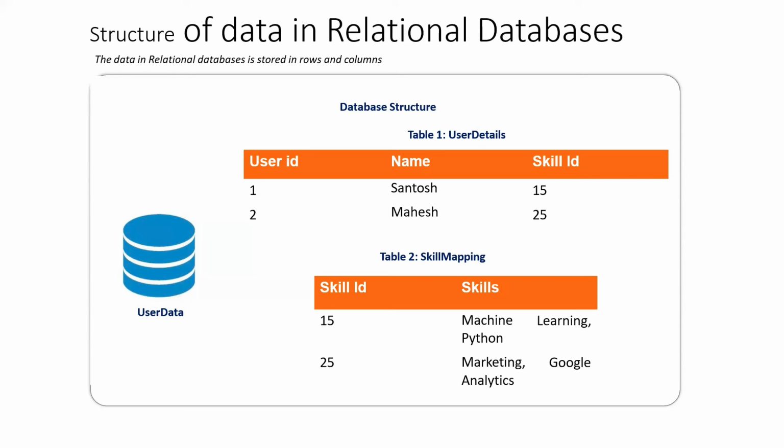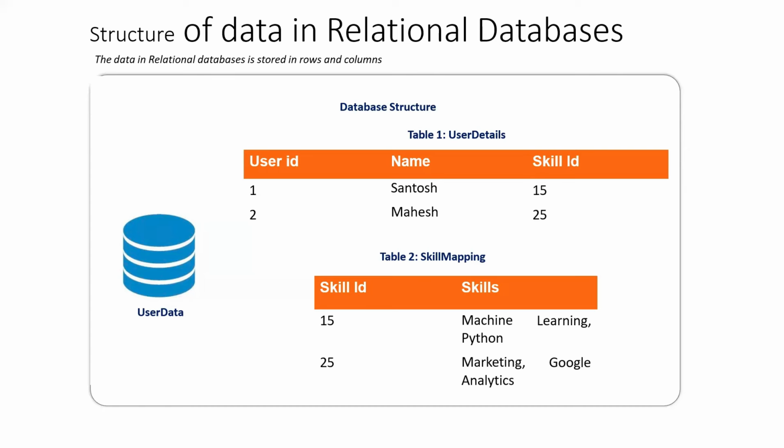User ID 1, name is Santosh, skill ID is 15. User ID 2, name is Mahesh, skill ID is 25. In the second table, I have skill ID and skills. Skill ID 15 is expertise in machine learning and Python. Skill ID 25 is expertise in marketing and Google Analytics.